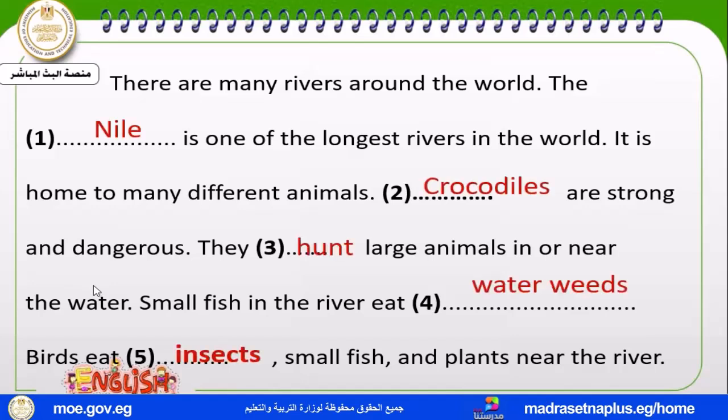So here is the text. The text is that there are many animal rivers around the world. The Nile River is one of the longest rivers in the world. It's home to many different animals. Crocodiles, which are dangerous animals, are strong and dangerous. They hunt large animals in or near the water. Small fish in the river eat water weeds. Birds eat insects. Also, small fish and plants near the river. This is the correct completed text.